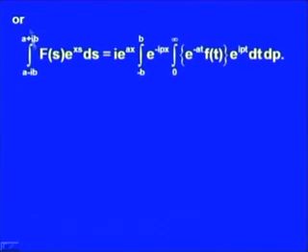Or we will have integral over a minus I b to a plus I b f s e to the power x s d s as I e to the power I a x minus integral over minus b to b e to the power minus I p x integral over 0 to infinity e to the power minus a t into f t e to the power I p t dt dp.